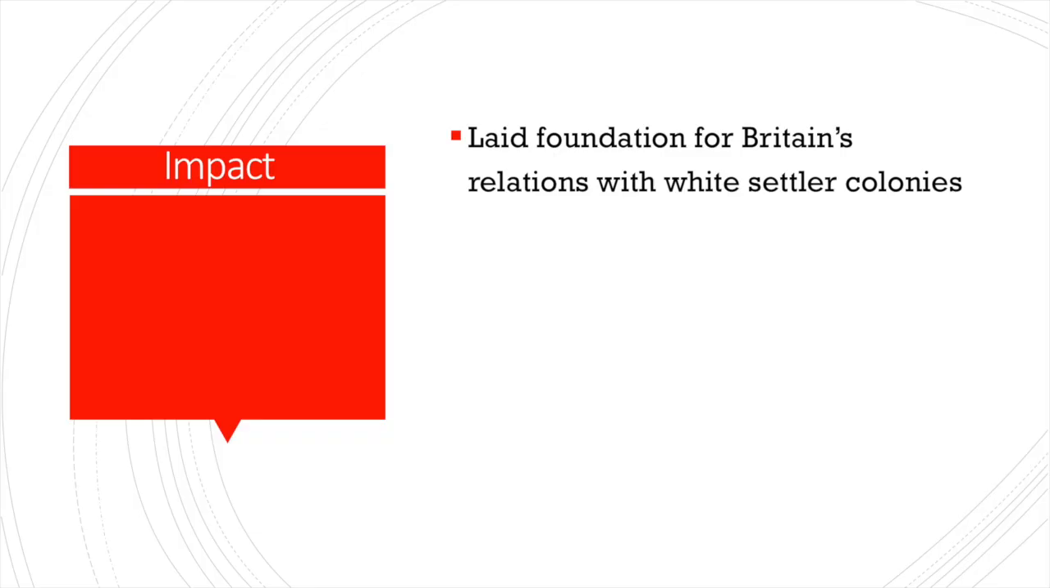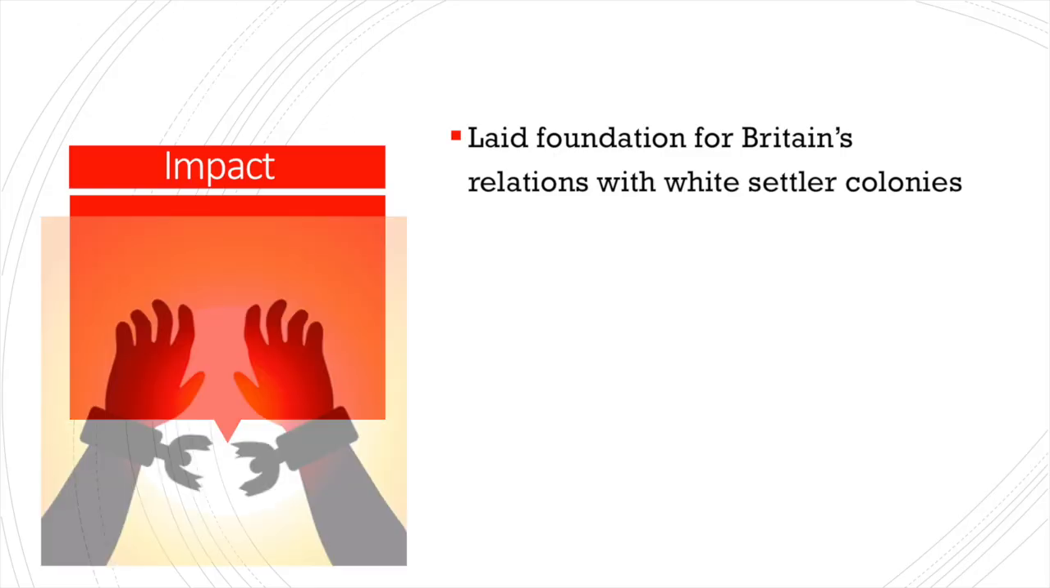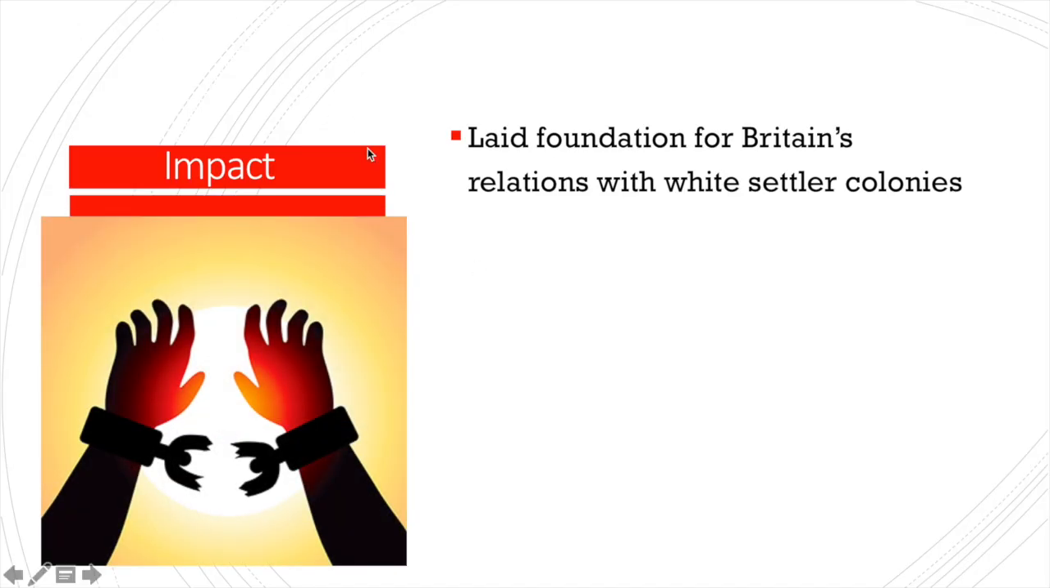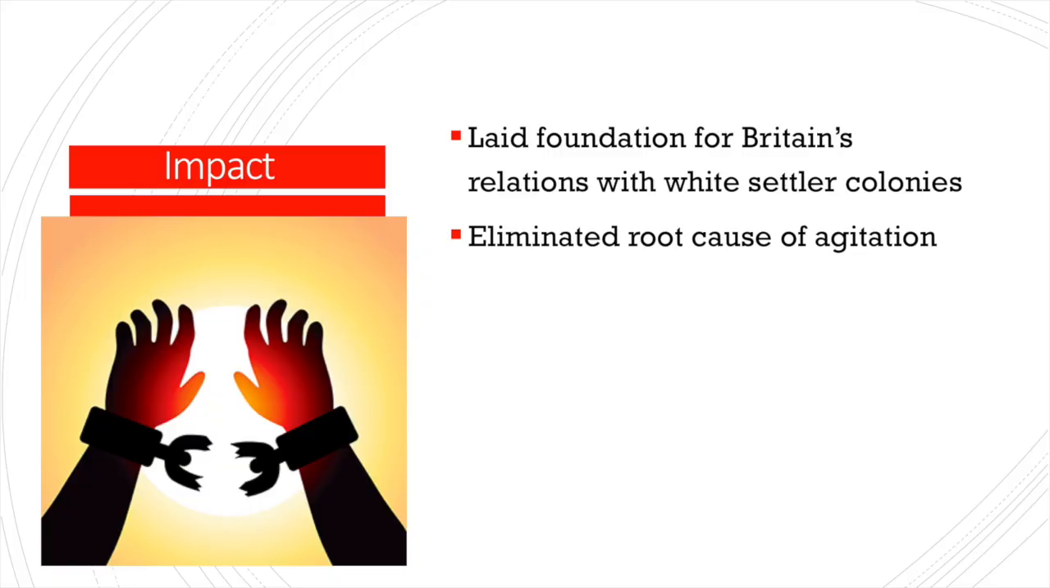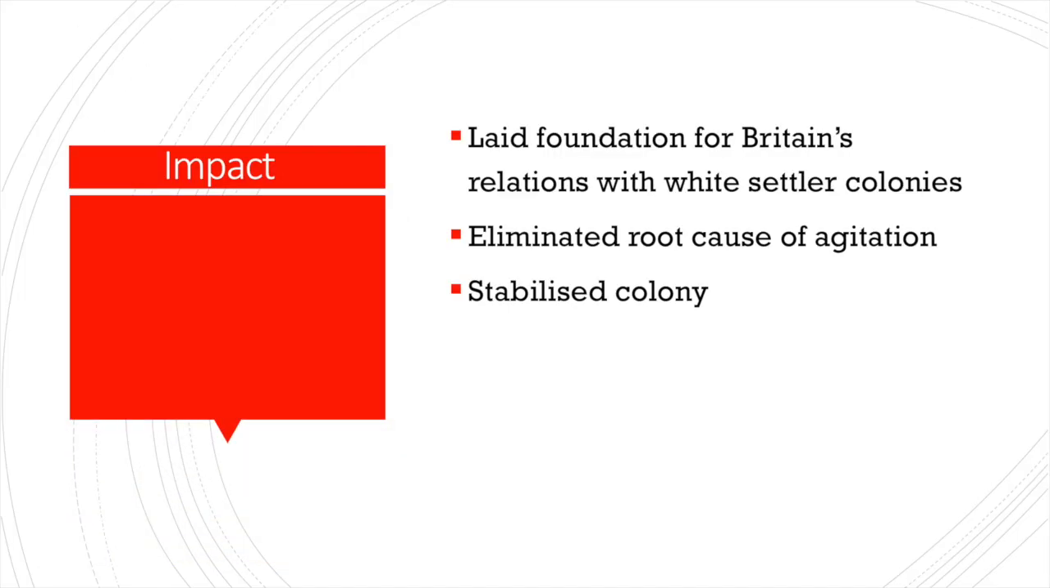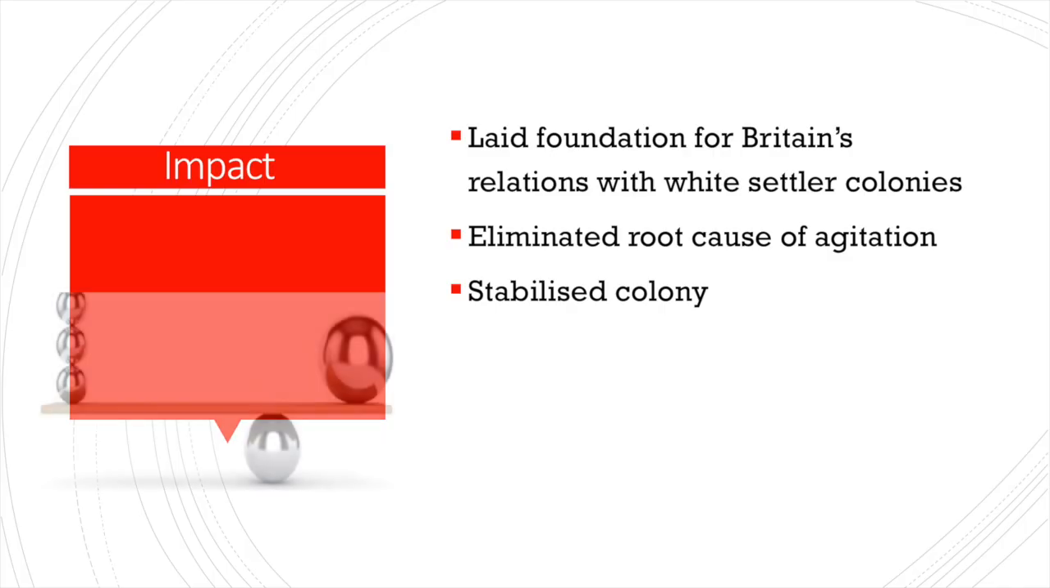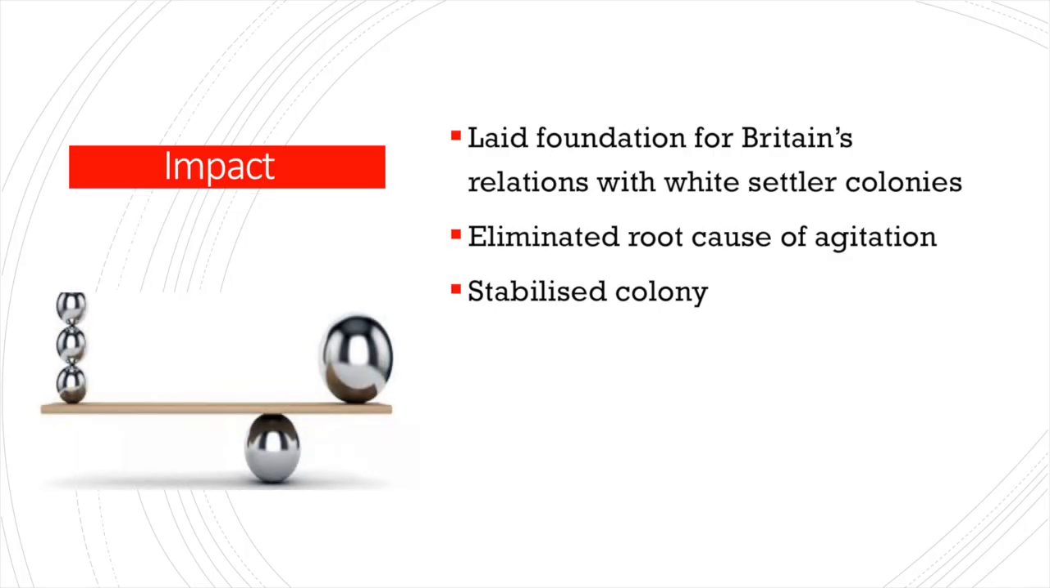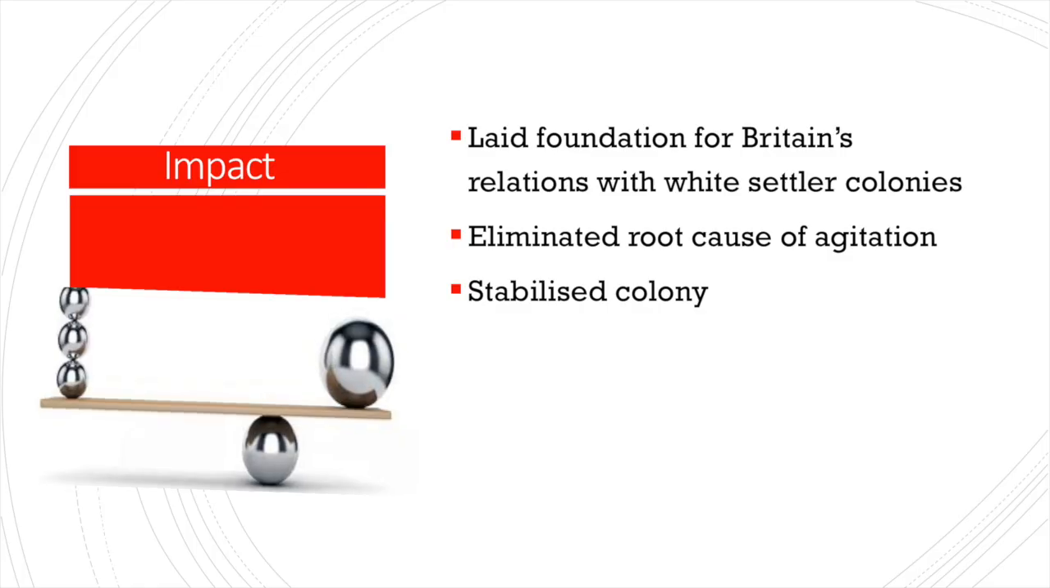Okay, this impact was empire-wide. It removed most of the justification that colonies had for rebellion. Now they had more autonomy and they were free from the centralized control from the metropole in Parliament. So yes, it eliminated the root cause of agitation, limiting further revolt, and it stabilized the colony. It led to stability in the Canadas, and it limited dissent and dissatisfaction with Parliament and with the British Empire.